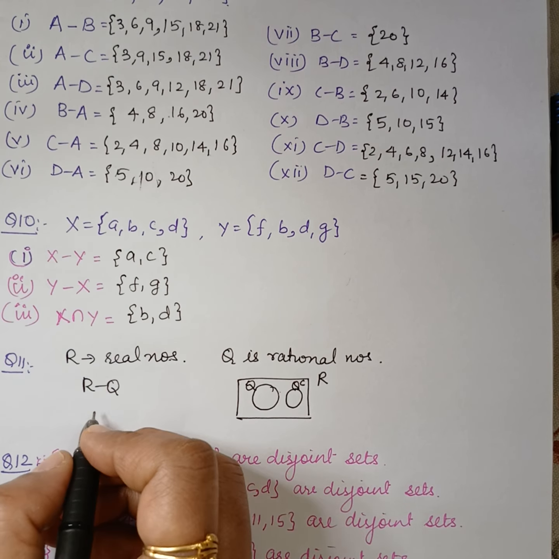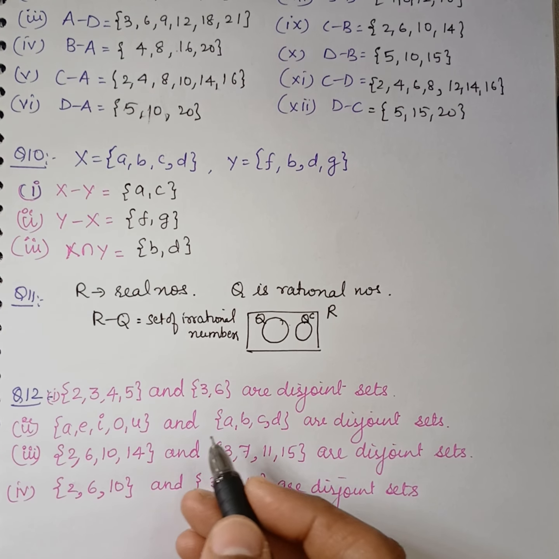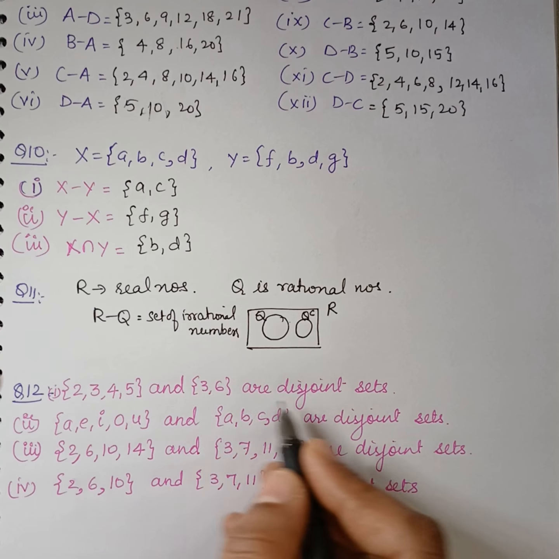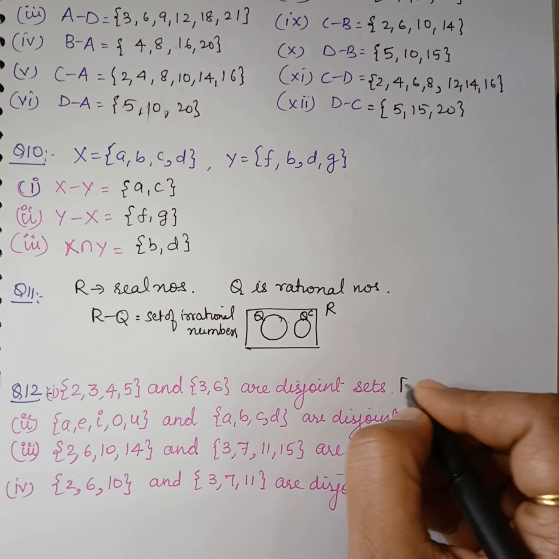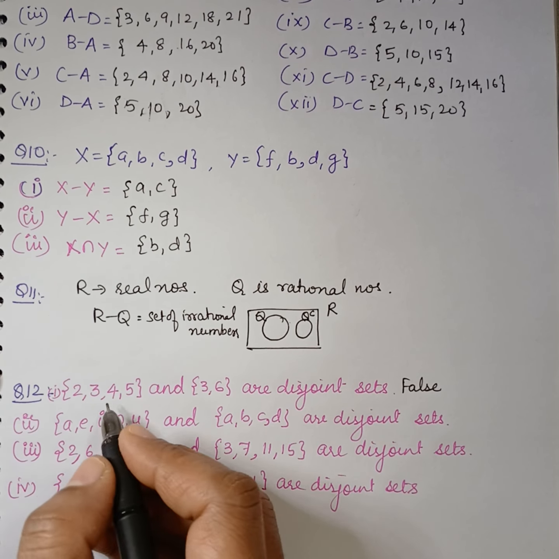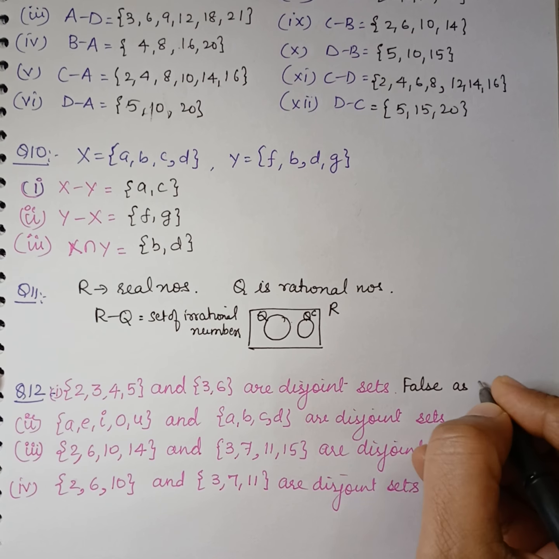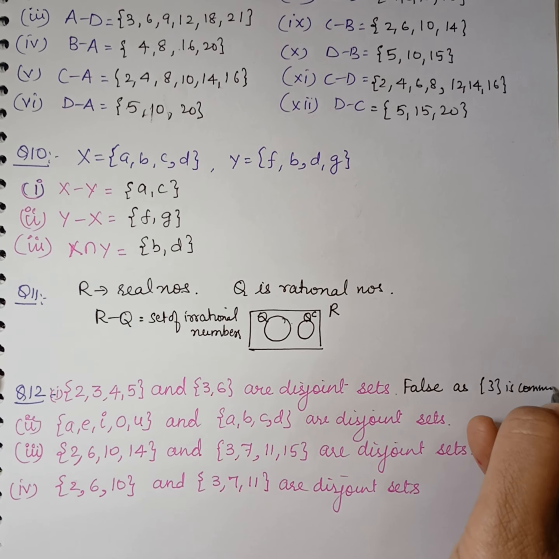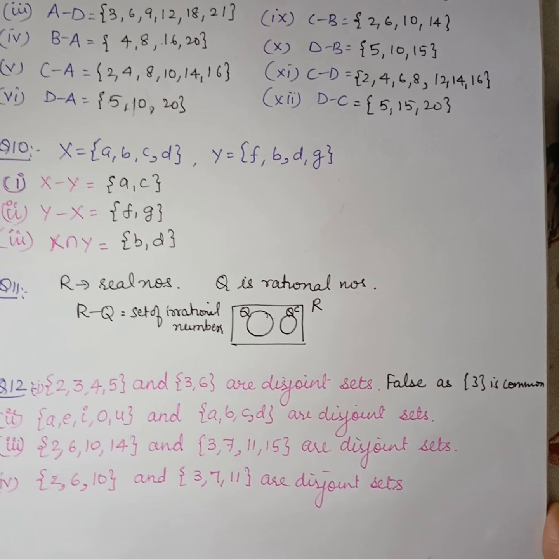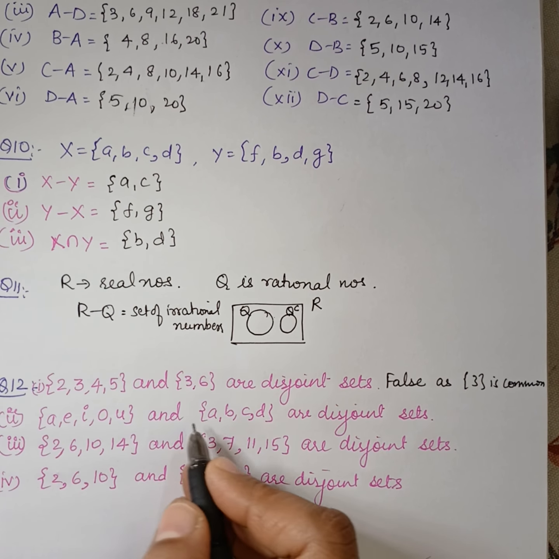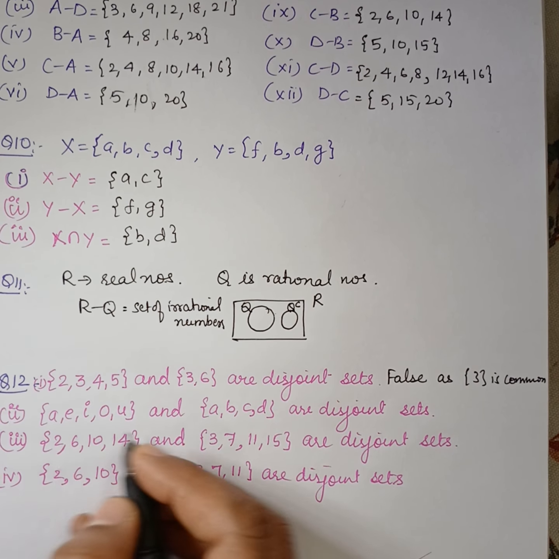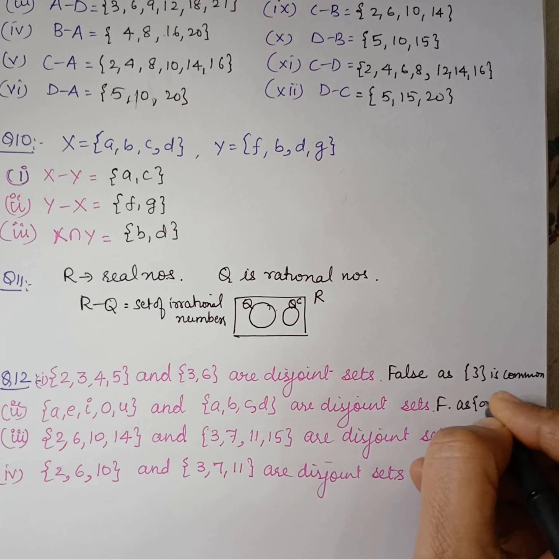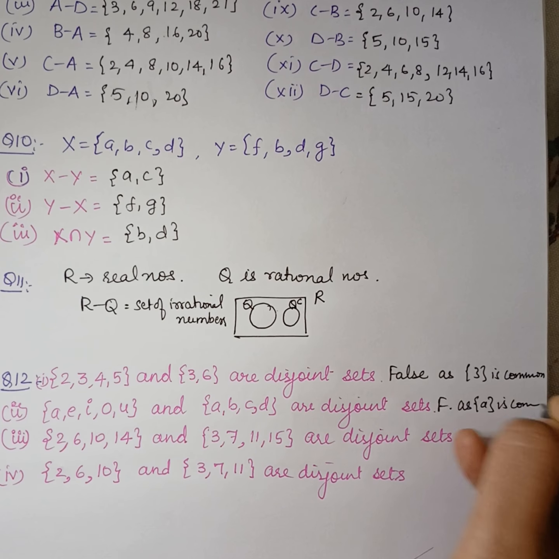Then we have question number 12, which is very easy. We have to say which is true or false. 2, 3, 4, 5 and 3, 6 are disjoint sets. It is false. Why? Because they are not disjoint, as 3 is common. So like that we have to justify our answer as well. It is written that we have to justify our answer. A, E, I, U and A, B, C, D are disjoint sets? No, because A is common in both. So false, as A is common in both.